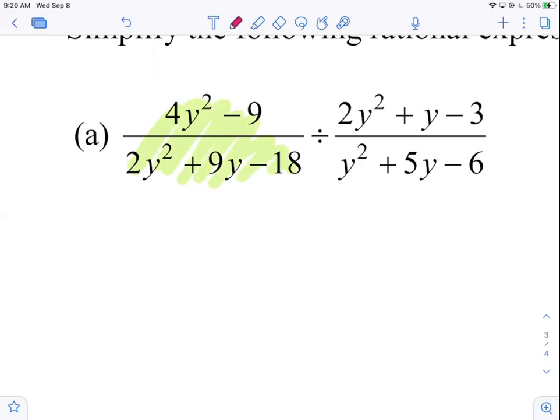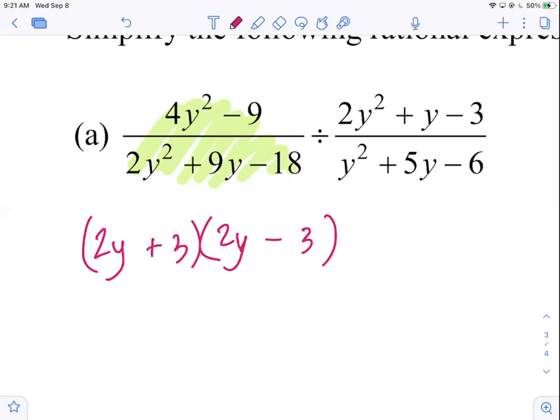4y squared minus 9 is a special product. It's a difference of 2 perfect squares. So it factors into the product of 2 conjugates. This is going to be the product of 2 binomials. The square root of the first, square root of the last. The square root of 4y squared is 2y. The square root of the last is 3. So that's how you get your 2 terms. One of them's plus, one of them's minus. It doesn't really matter which one.